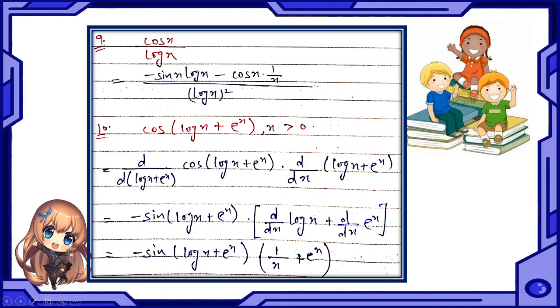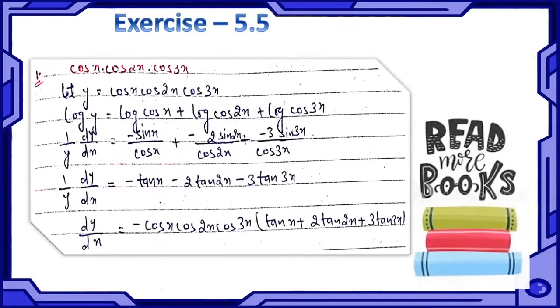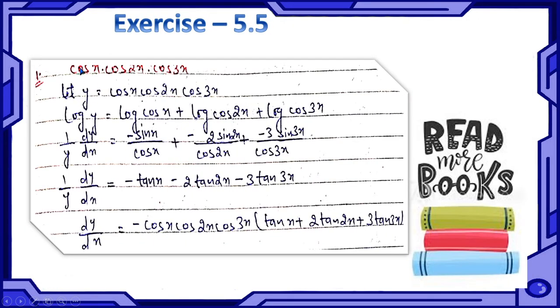Derivative of log x is 1 by x, e power x is e power x. Now a few questions of 5.5. Here cos x into cos 2x into cos 3x is given. Let it be equal to y. Let's take log to both sides. Log y is equal to log this. It means we can apply that property of logarithm: log xy is equal to log x plus log y. So here we can separate: log cos x plus log cos 2x plus log cos 3x.